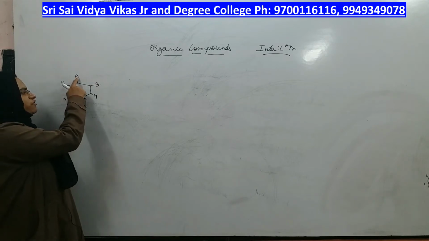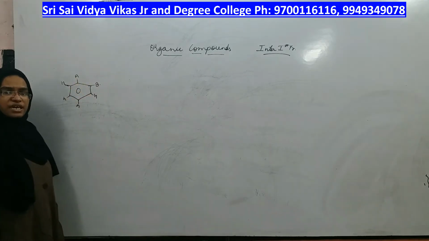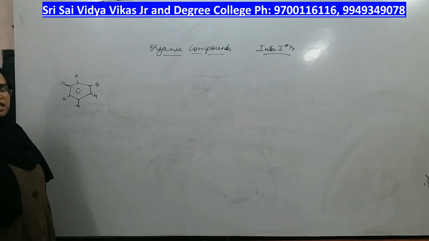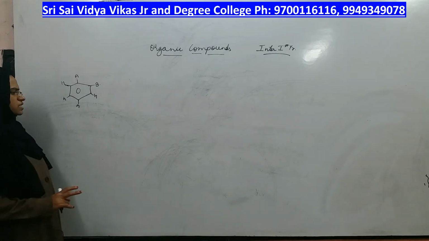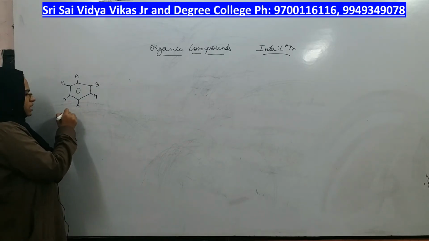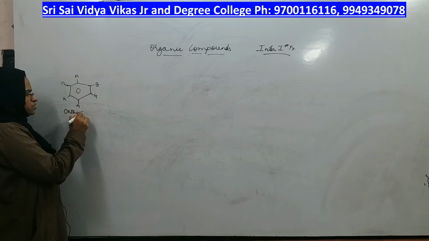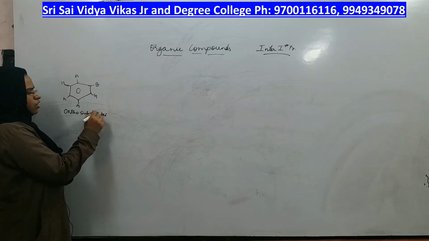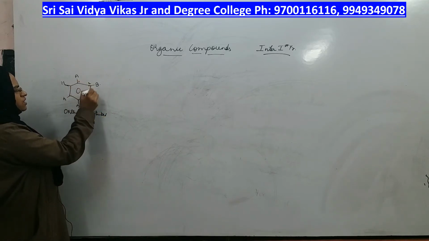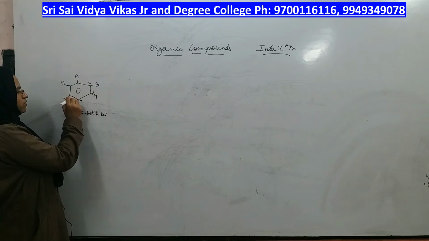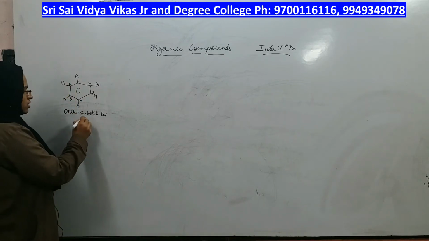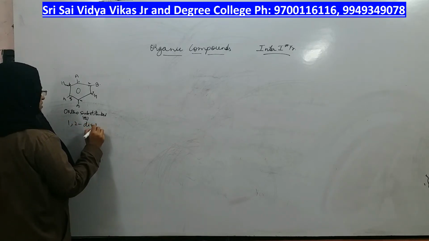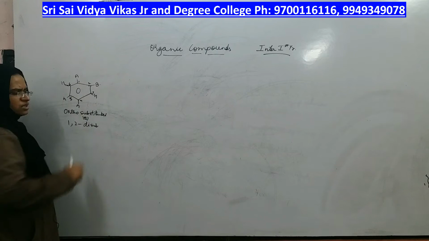What is the position of A and B? They are side by side to each other. Whenever 2 substituents are present side by side to each other in a disubstituted benzene, it is called ortho substitution or ortho substituted, or you can also call them 1 2, or you can also call them 1 comma 2 disubstituted benzene, because they are present on side by side carbon.